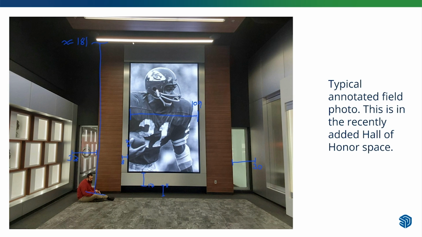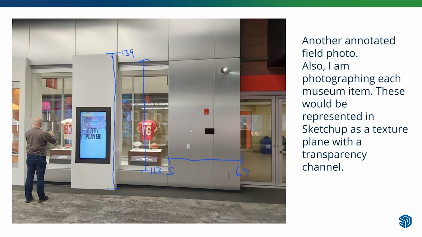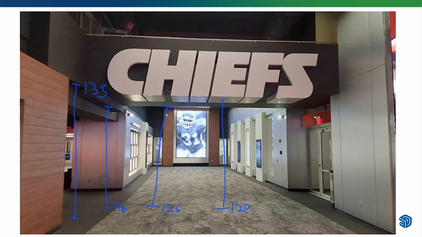Here's a typical annotated picture. You can use a little capacitive pen on a tablet. This tablet was just an inexpensive Galaxy tablet. You can get them for a couple $100, and they're great. More measurements, and here's me going around and photographing each of the museum items. We would be making texture planes for all of the items that are floating in the displays there.